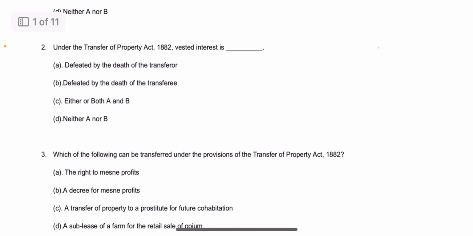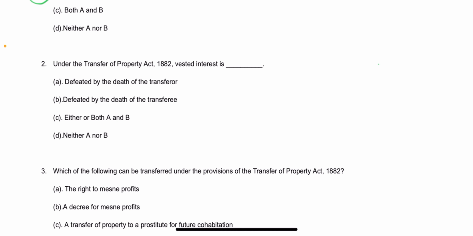The second question is, under the Transfer of Property Act 1882, vested interest is. The options are A. Defeated by the death of the transferor, B. Defeated by the death of the transferee, C. Either A or B, D. Neither A nor B. So the correct answer is D, neither A nor B.